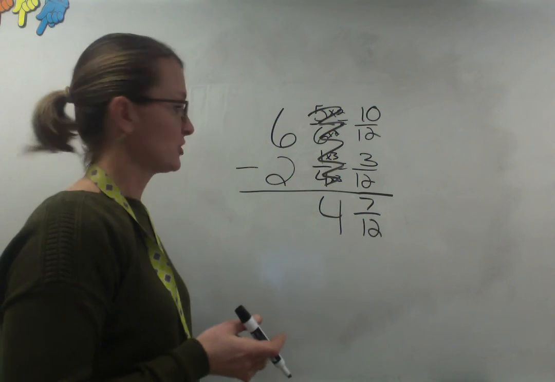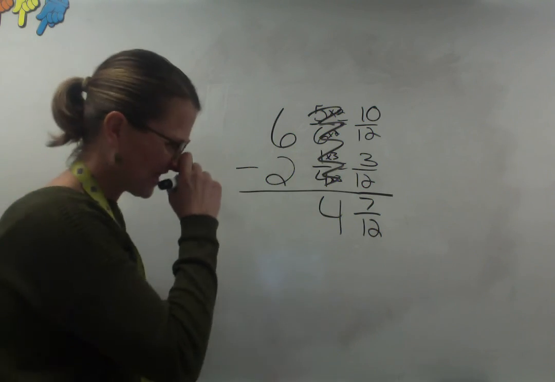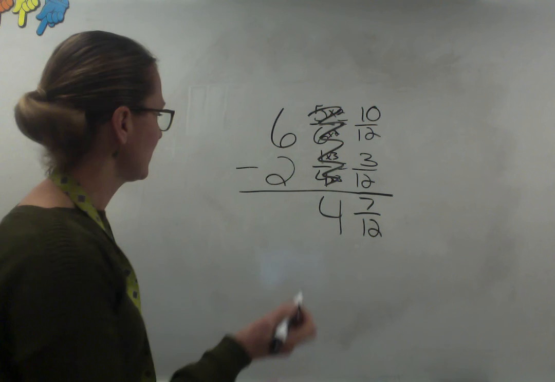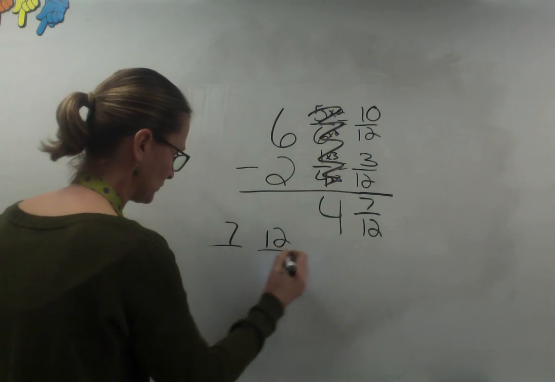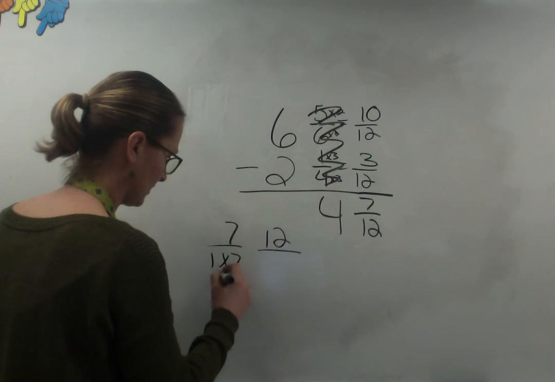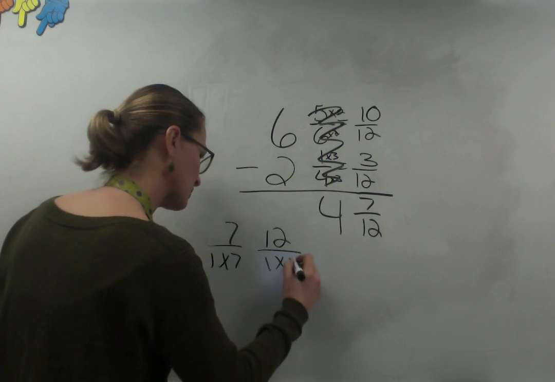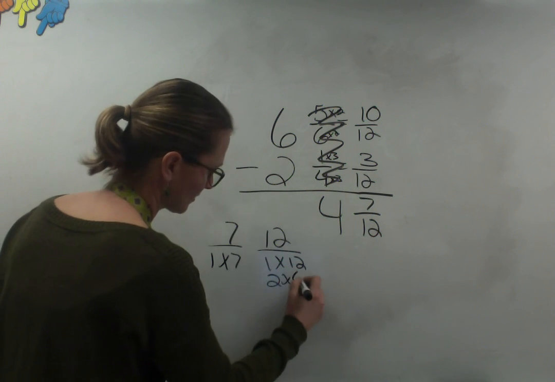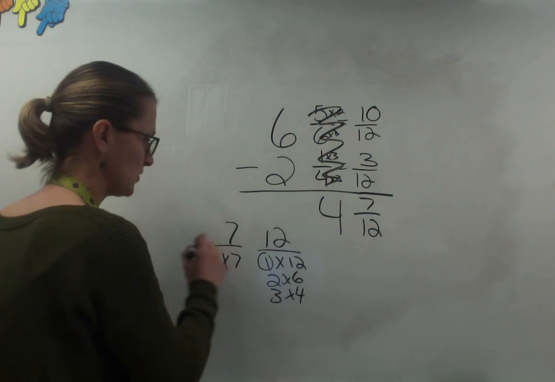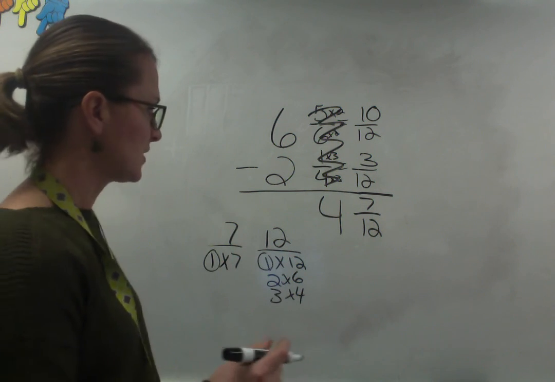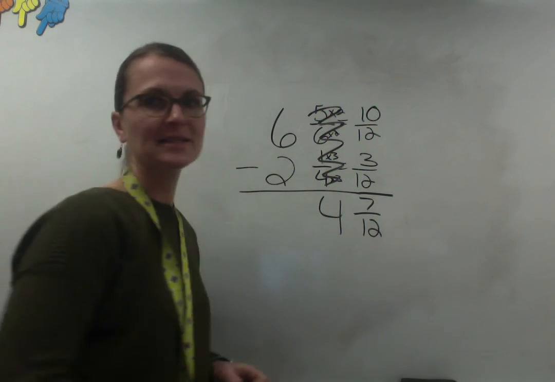We should always make sure that our answer is in simplest form. So is there anything that 7 and 12 can both be divided by? Let's see, what are my factors of 7 and what are my factors of 12? 1 times 7, that's it. It's the only way you can make 7. 1 times 12, 2 times 6, 3 times 4. The only number they share is 1, so they're already in simplest form. Sweet, done. So my answer is 4 and 7/12.